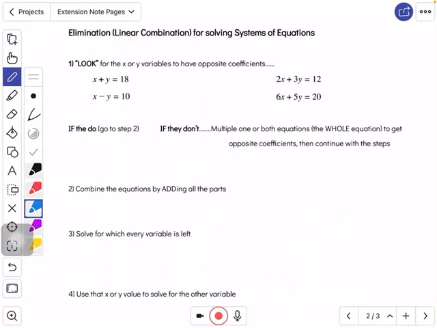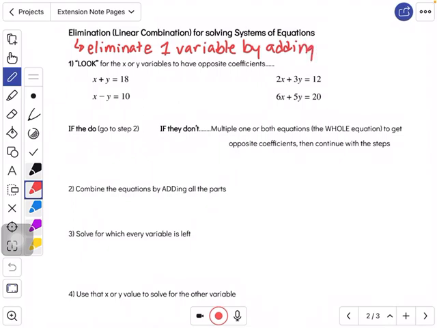This is looking at solving systems by elimination or linear combination. So we are going to eliminate one variable by adding the two equations together.